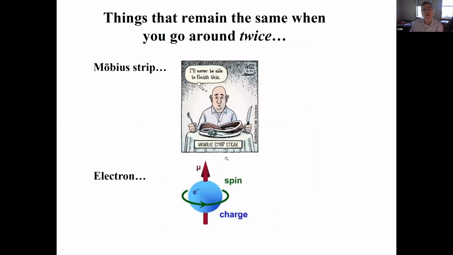Okay, so these are some things that remain the same when you go around twice. For example, a Mobius strip stake here, or an electron. If you go around an electron 360 degrees, what you see is not the same electron. But if you go around a second time, you see the electron you started out with. Okay.